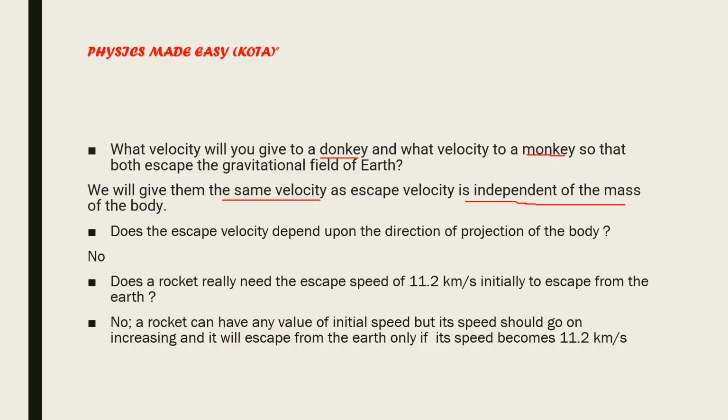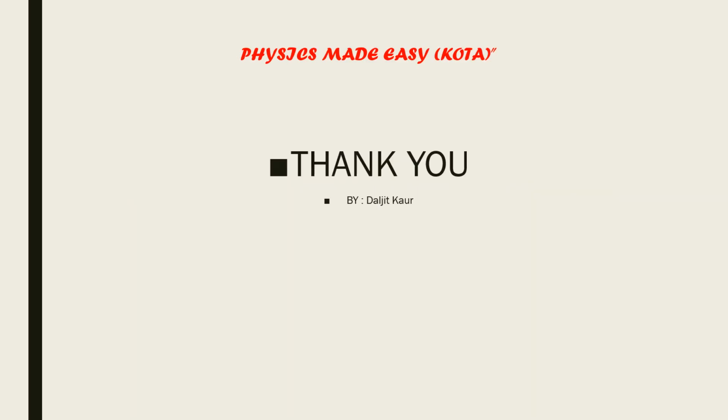Question number 3 is, does a rocket really need the escape speed of 11.2 km per second initially to escape from the Earth? No, a rocket can have any value of initial speed, but its speed should go on increasing, and it will escape from the Earth only if its speed becomes 11.2 km per second.